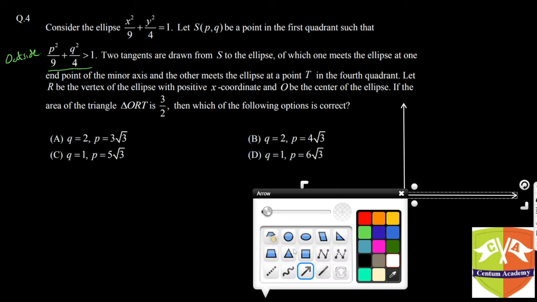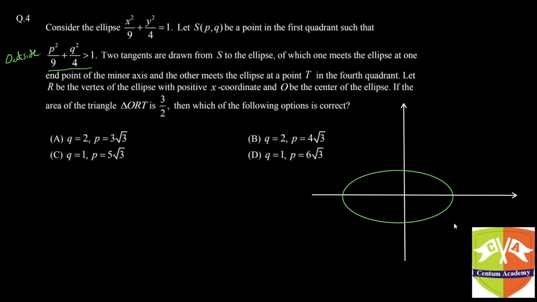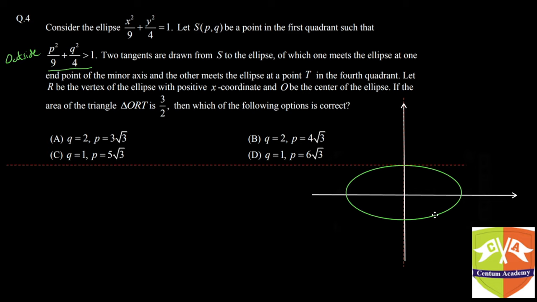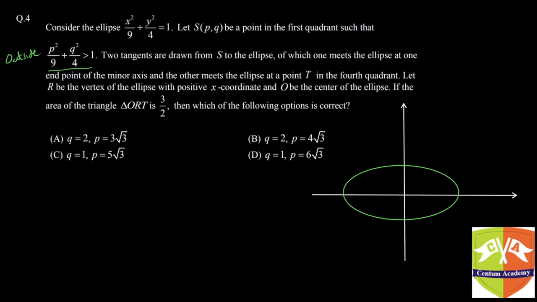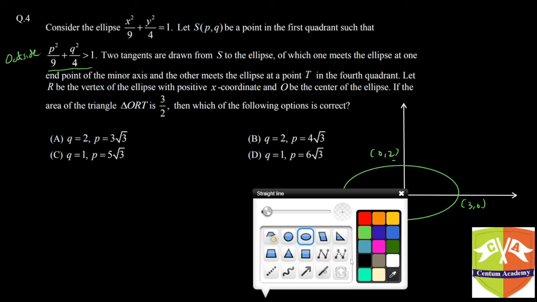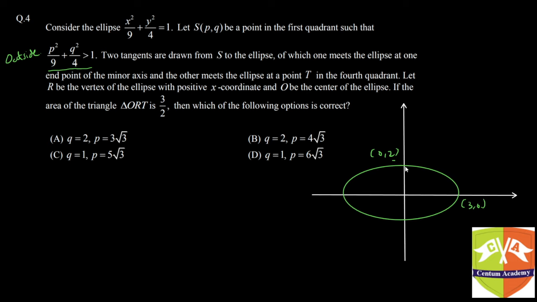So if I draw the ellipse, now we know the endpoints of the major axis and minor axis. Let us mark them in the diagram. It is (3, 0) and (0, 2). And one of the tangents is at the endpoint of the minor axis. So this is one of the tangents, and this tangent line is, of course, y equals 2.